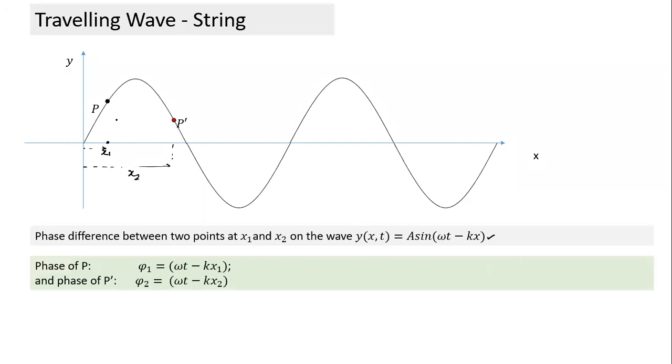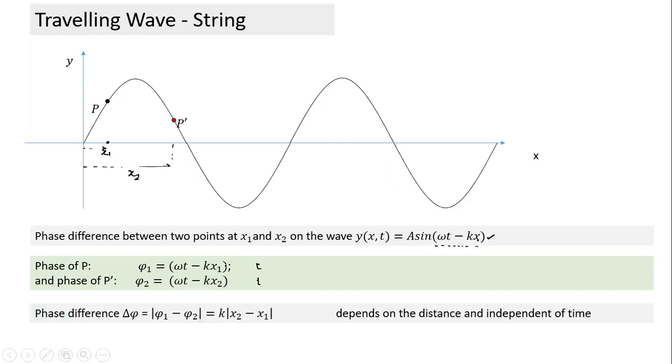We are interested in finding the phase difference. So we find the phase at a particular time: the phase of P and the phase of P dash. How do we find the phase? We have to make the appropriate substitution here. For point P, in place of x, since the position of P is x1, we substitute x1, and the phase of P dash is omega t minus kx2. This is the phase of P at any time t, and this is the phase of P dash at the same instant.